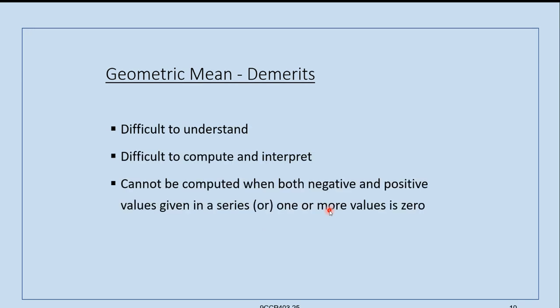And now we will see the demerits. It is difficult to understand. First of all, it is very difficult to understand and apply the geometric mean. If you understand the geometric mean well, and if you clearly know how to apply the geometric mean formula, then it is very easy. Otherwise, it is very difficult. It is difficult to compute and interpret also.